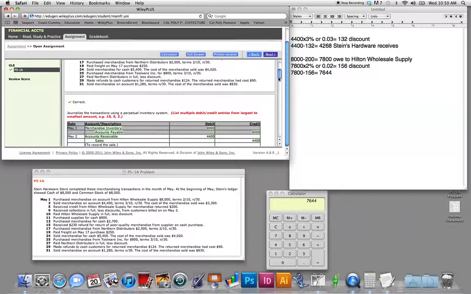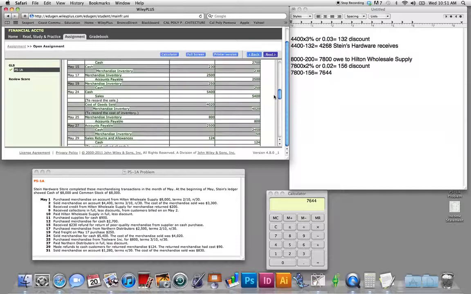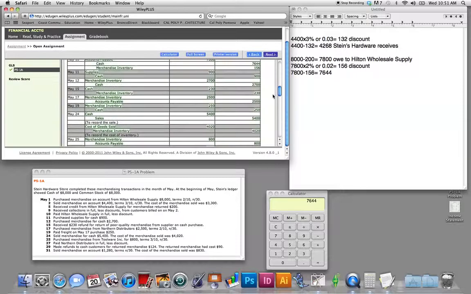Okay, so just a couple more entries here. On the 25th, we purchased merchandise from Toolware Inc. for $800 on terms 3-10 and N-30. So since we purchased this merchandise from Toolware, we're increasing our merchandise inventory and also crediting our accounts payable by $800. So that entry would look like this.